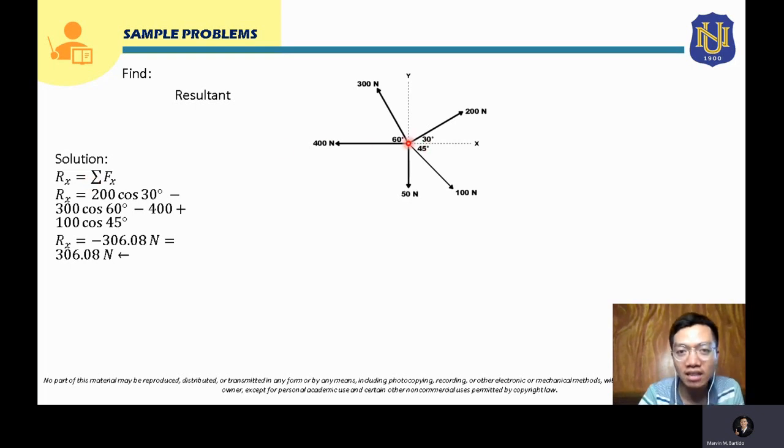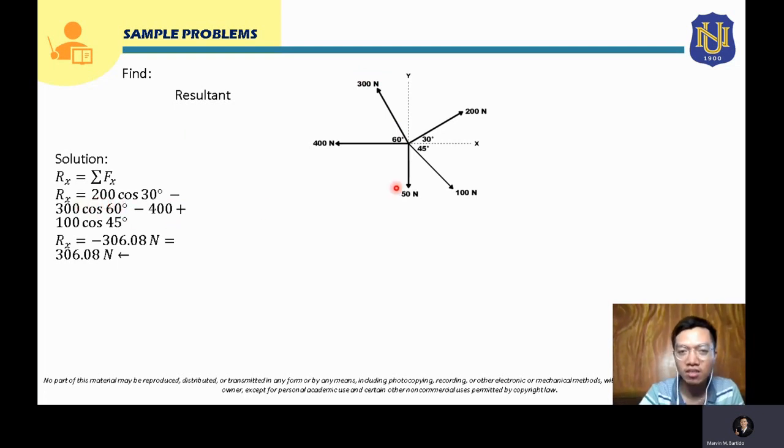The next one is the 300 Newton force. So we have to solve for the horizontal component of the 300 Newton force. Its horizontal component will be 300 times cosine 60, right? Since this is the angle, that will be 300 cosine 60 degrees. And since this is directed to the left, the sign convention for this will be negative. That's why it is negative 300 cosine 60 degrees here.